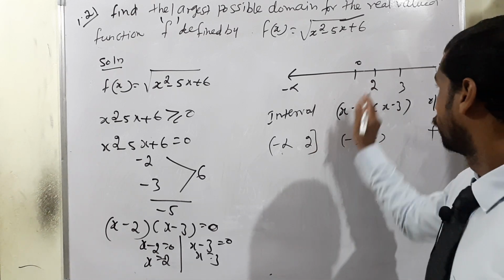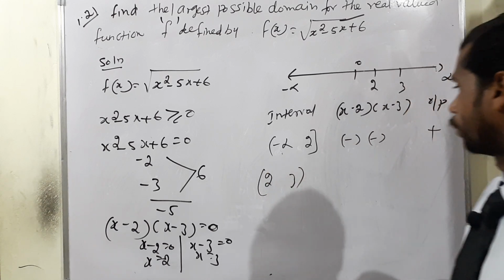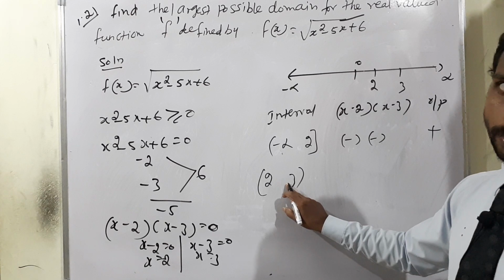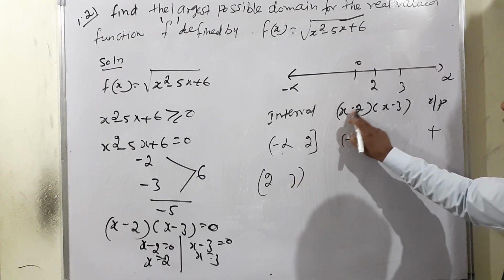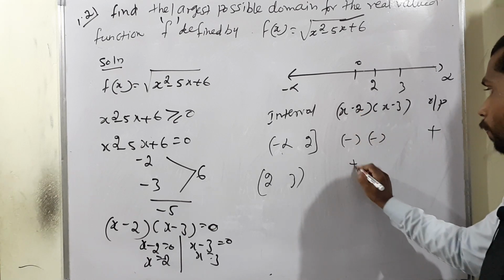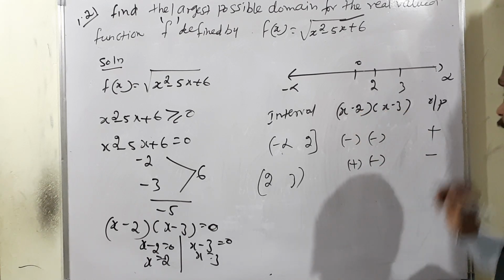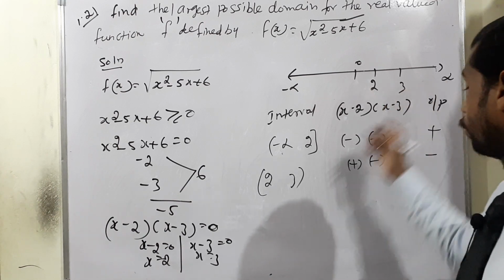The next interval is 2 to 3. Take 2.5, and consider the sign only. 2.5 minus 2 is positive, and 2.5 minus 3 is negative. Plus into minus is negative. Last case, 3 to infinity.